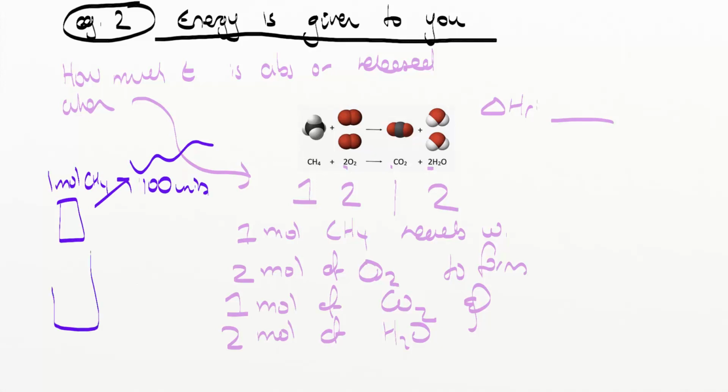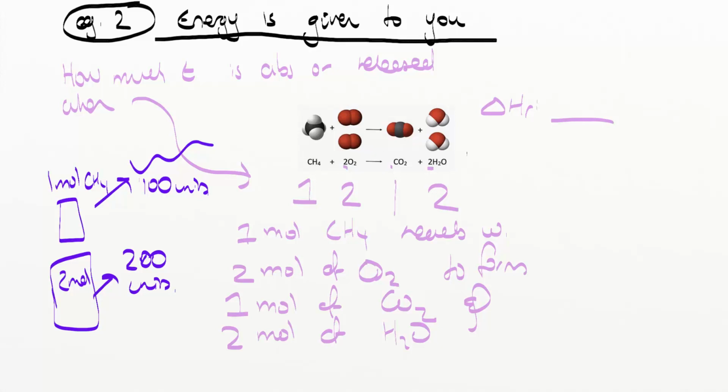If I had 2 moles of methane, it would release, as we said, 200 units. Okay, so that's quite straightforward. But when we have the enthalpy of reaction, they ask us how much energy is absorbed or released when the reaction occurs, right? But what it really is asking us, so we have to refine this, it's asking us how much energy is absorbed or released when the number of moles as in the correctly balanced equation reacts.